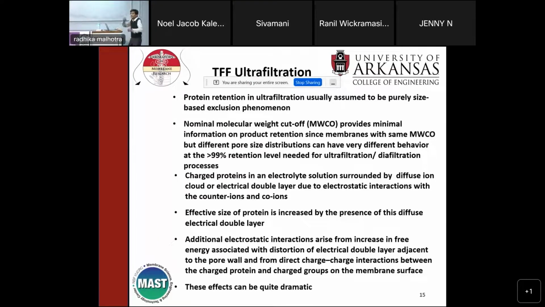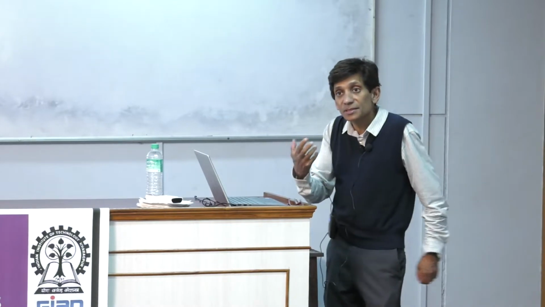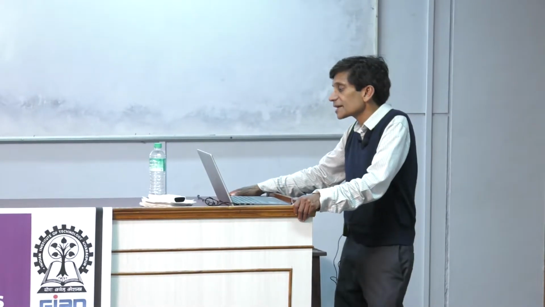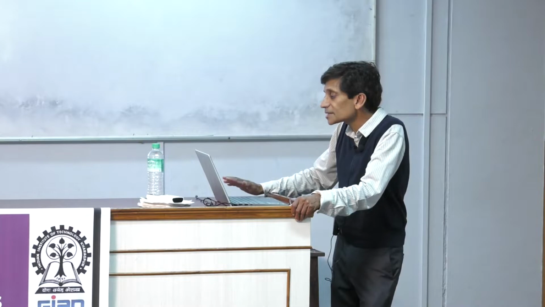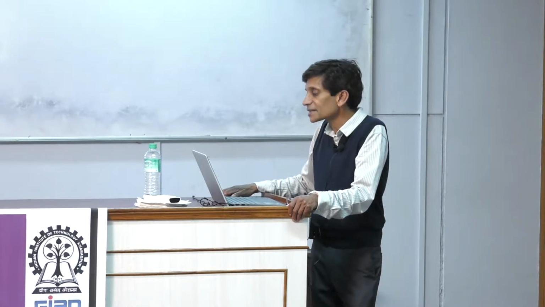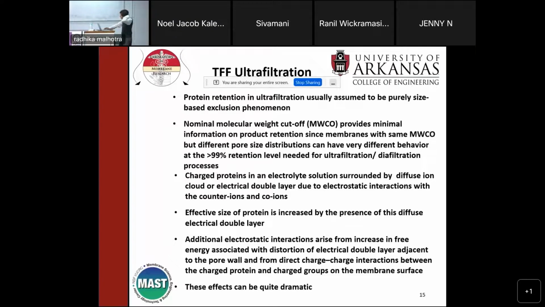Okay, so protein retention in ultrafiltration is assumed to be purely size exclusion, but I mentioned you can actually enhance this separation by having surface effects, whether it's different charged species, hydrophobic interactions, and so forth. Nominal molecular weight cutoff provides minimal information on product retention. This is important since membranes with the same molecular weight cutoff but different pore size distributions can have very different behavior at the 99% retention level needed for ultrafiltration and diafiltration processes.